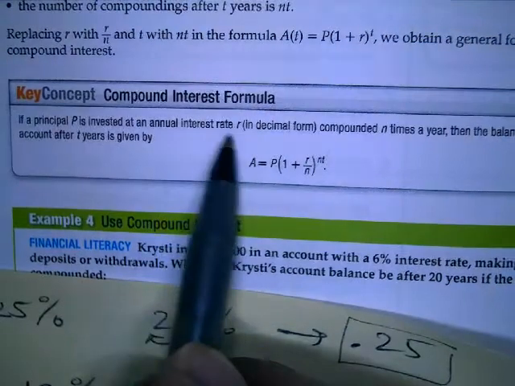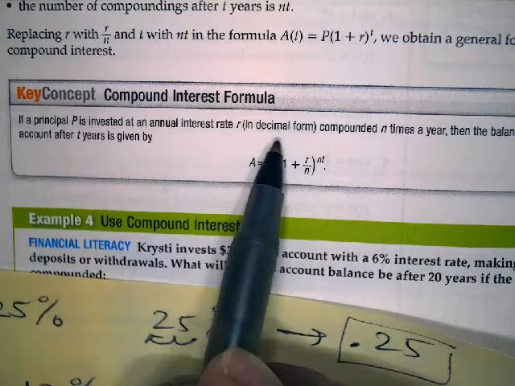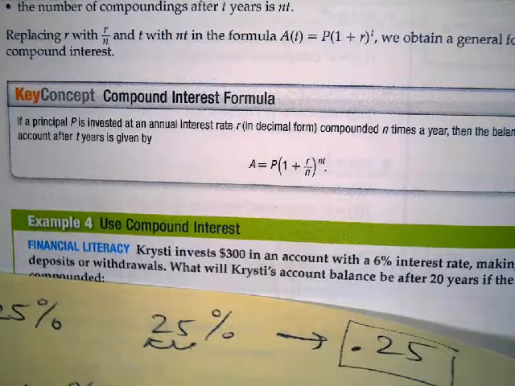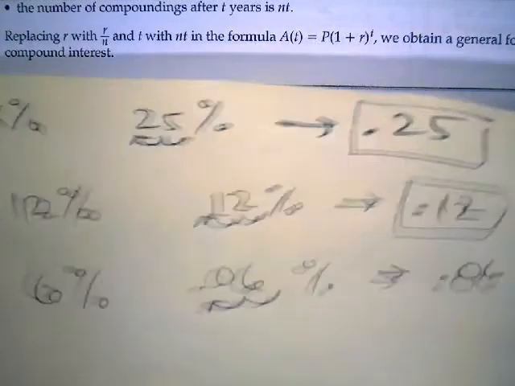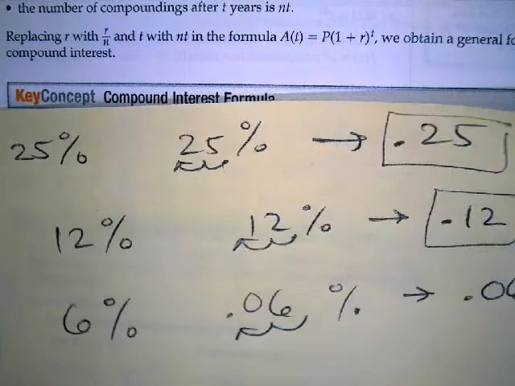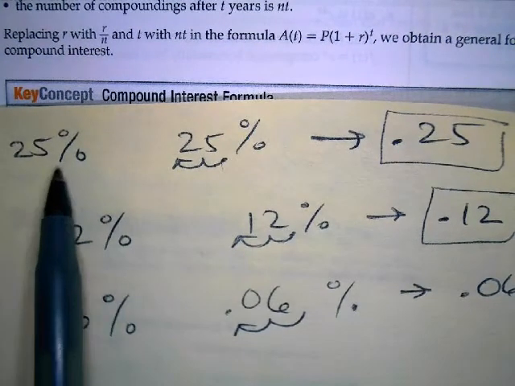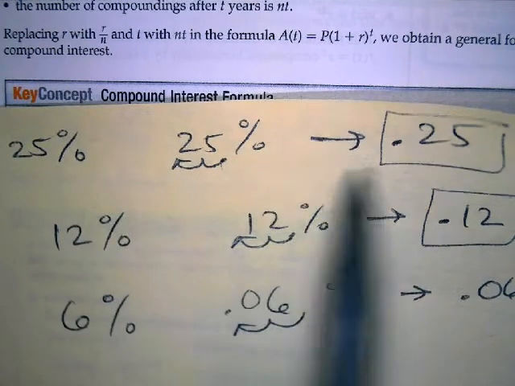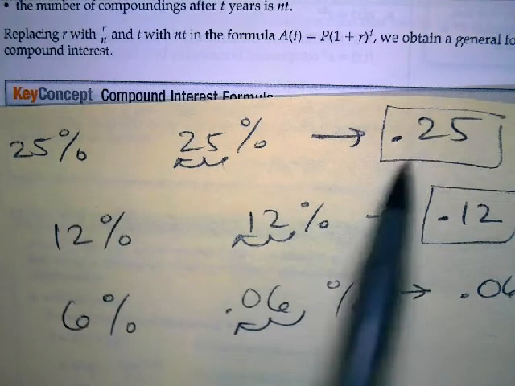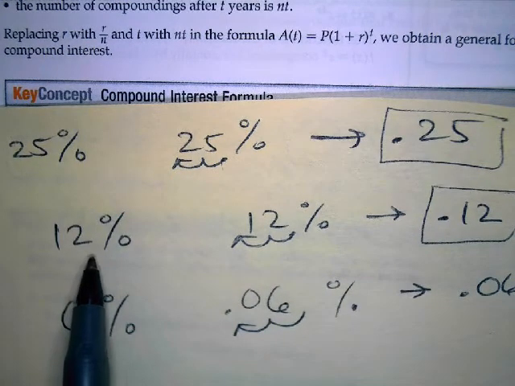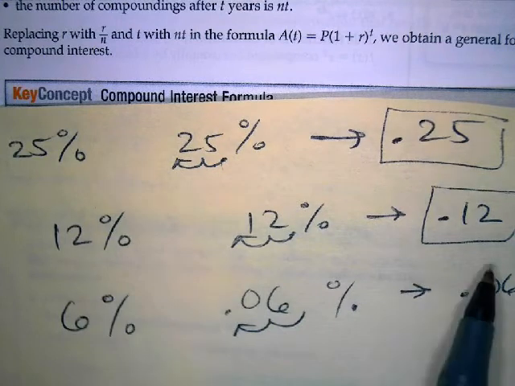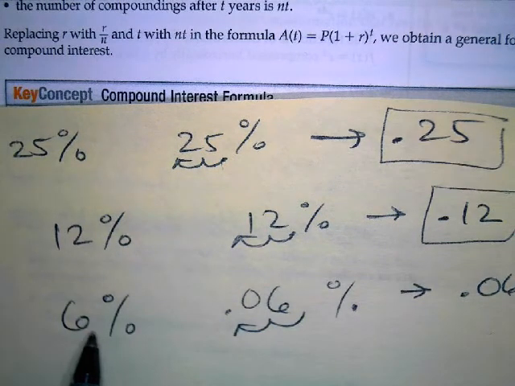Okay, so whatever, they're going to give you an interest rate. They'll say a percentage for the interest rate, for R. But see, it's telling you right here, it has to be in a decimal form. So that's kind of what I'm talking about right here. If it's 25%, don't use the number 25. You got to use 0.25. You got to use the decimal. If it says 12%, don't put 12 in the formula. You got to use 0.12.